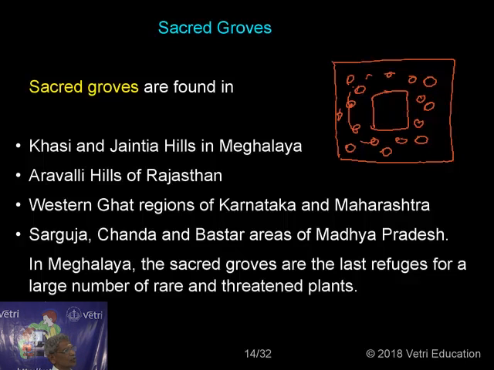So this has gone into our culture, this has gone into our system of life. Our parents, our forefathers, grandma, grandpa, everybody has told us that in and around the area of the temple should not be disturbed. You should not cut the plants. These plants are attached with religious importance. And the animals there you have to protect. They should not be killed. So this is what is known as the sacred groves.